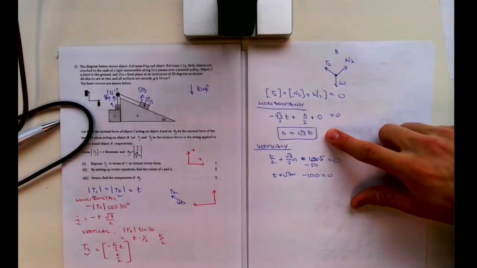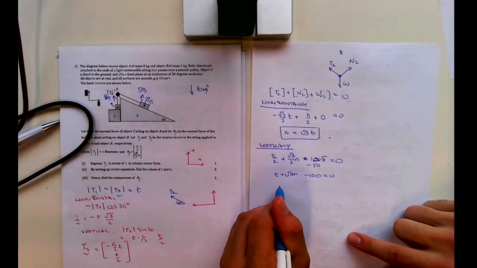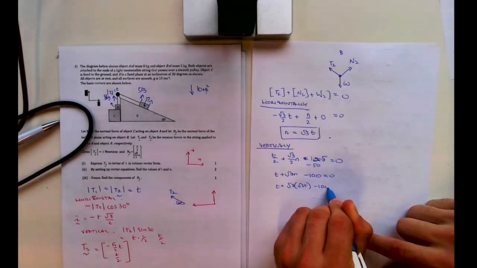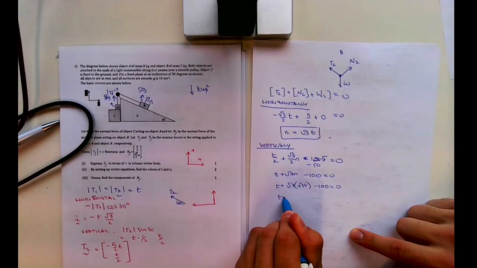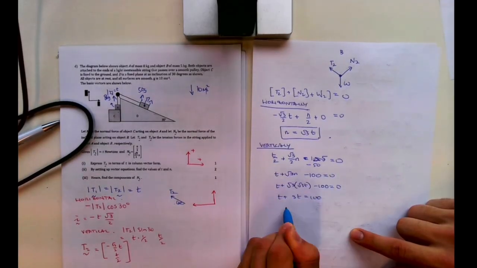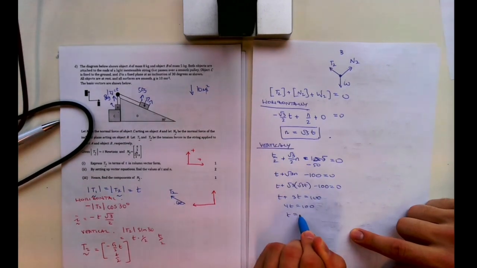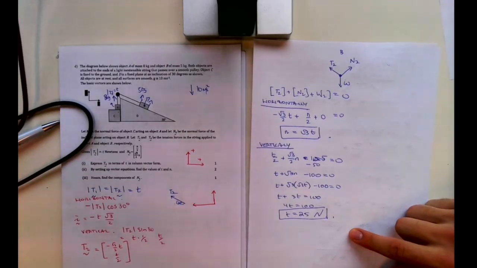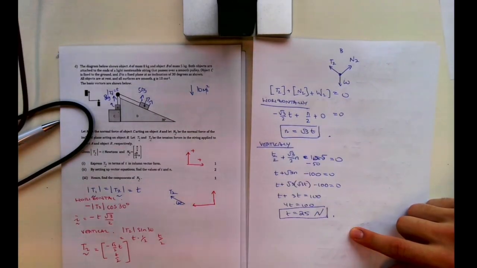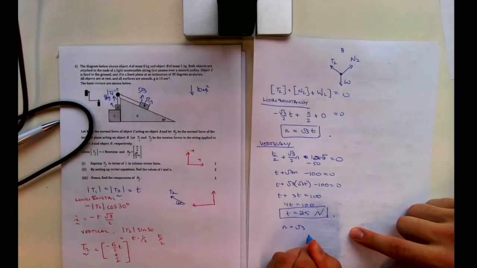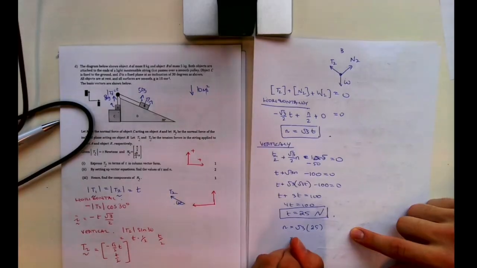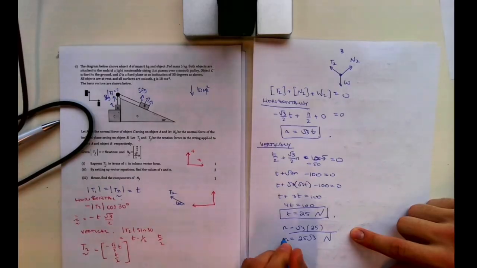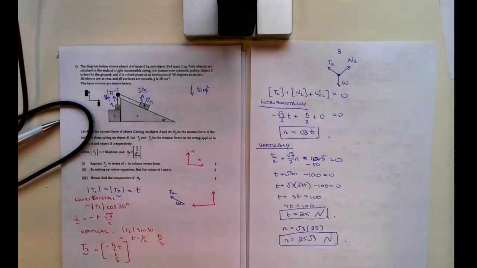And we're going to make the substitution from up here to get T plus root 3 times root 3 T minus 100 equals 0. And we're going to get T plus 3T equals 100. 4T equals 100. T equals 25 newtons, because that's the unit. We've now solved for T. We just want to solve for N as well. We can do that by subbing back in. N is root 3 times T, which is now 25. So 25 root 3 newtons. And there we go. We've solved part 2, which is the hard bit of this question.